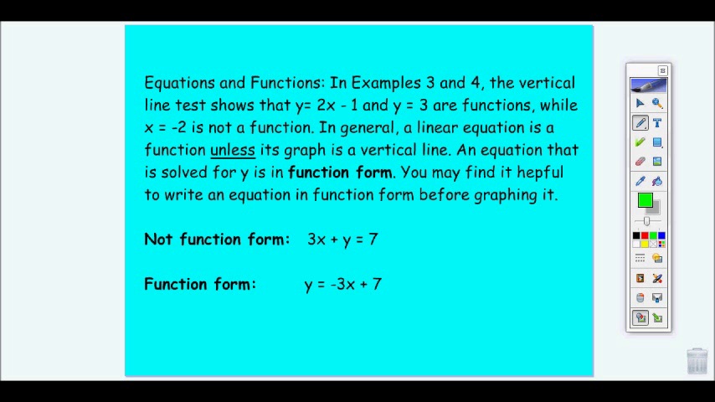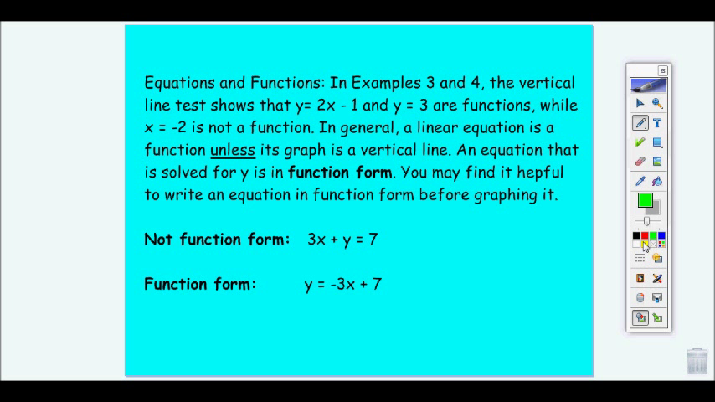So, talking about equations and functions. In examples 3 and 4, the vertical line test showed that y equals 2x minus 1 and y equals 3 are functions, while x equals -2 is not a function, since its graph is a vertical line. An equation that is solved for y is in function form. You may find it helpful to write an equation in function form before graphing it. So, if you look at our first equation, 3x plus y equals 7, that's not in function form. That's an equation form, but we're going to change it to function form.